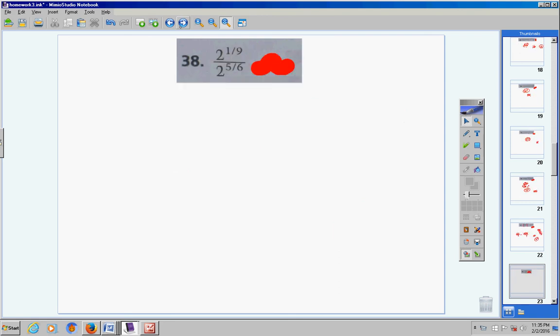Alright, now, be really, really smart here, guys. Think, okay? We're dividing like bases. We have a 2 and a 2. When you're dividing like bases, write the like base once up top and take 1/9 minus 5/6. Now, you should be able to use your calculator pretty well and get out a fraction, and you'll get this right here, negative 13/18.